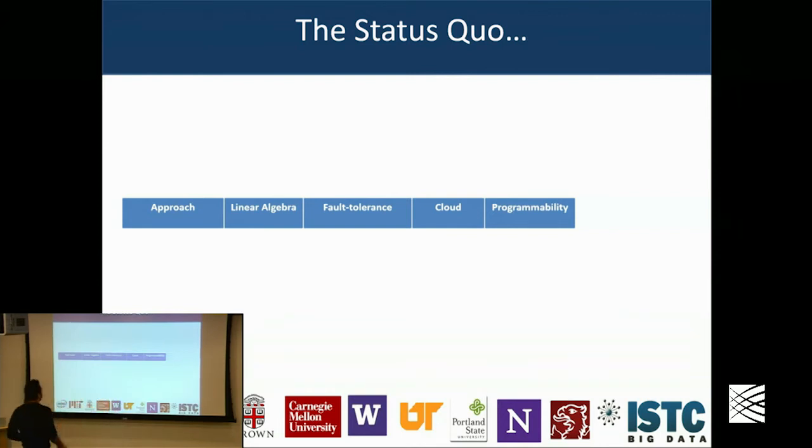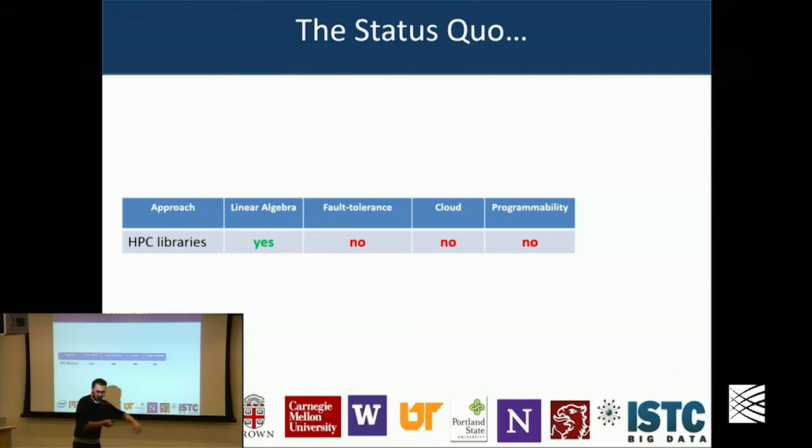Let's say the status quo. Coming from an HPC world, you do have HPC libraries. They have been around for decades. By HPC libraries, I'm talking about very efficient linear algebra packages. They have awesome performance, and they optimize for modern hardware. Ideally, if we could use them, we would. Now, what is the problem? They don't have fault tolerance.